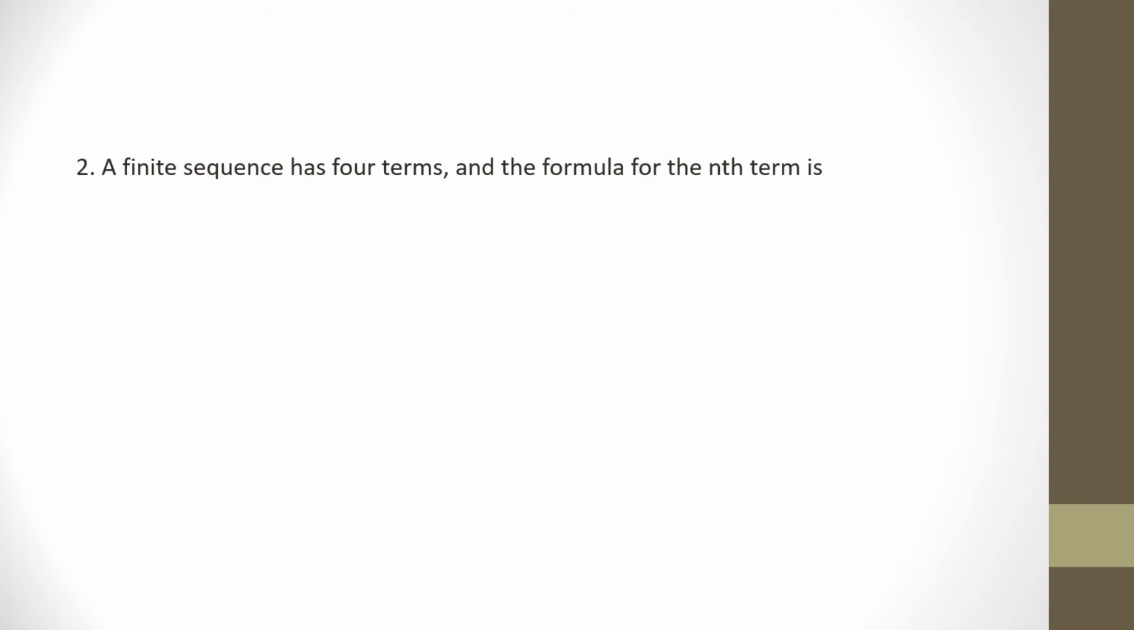Number 2, a finite sequence has 4 terms. There is a finite sequence with 4 terms, and the formula for the nth term is x sub n is equal to negative 1 raised to n times quantity 1 over 2 raised to n minus 1. So, what is the sequence? Hinahanap natin yung sequence niya. Kunin muna natin yung first 4 terms.